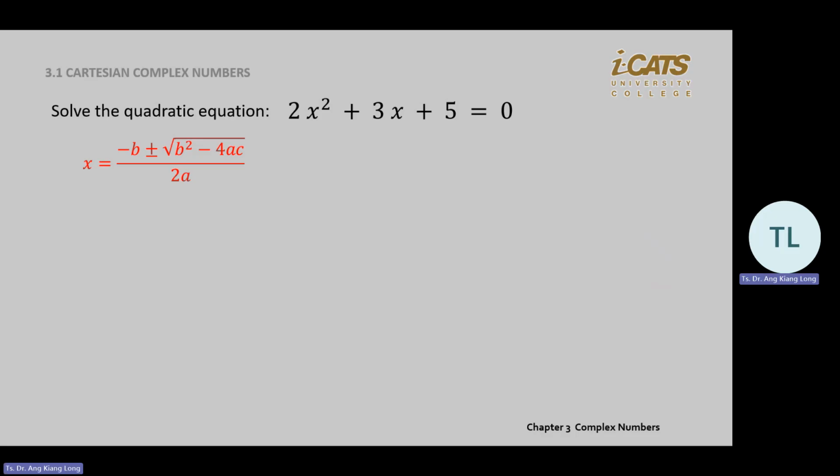x equals minus b plus or minus the square root of b squared minus 4ac, divided by 2a. Some calculators already have this formula. You just need to find the solve button, press in the formula, and press solve, and it will solve for you. Some calculators are not able to tell you imaginary answers. Some can. Some will give you the i symbol.